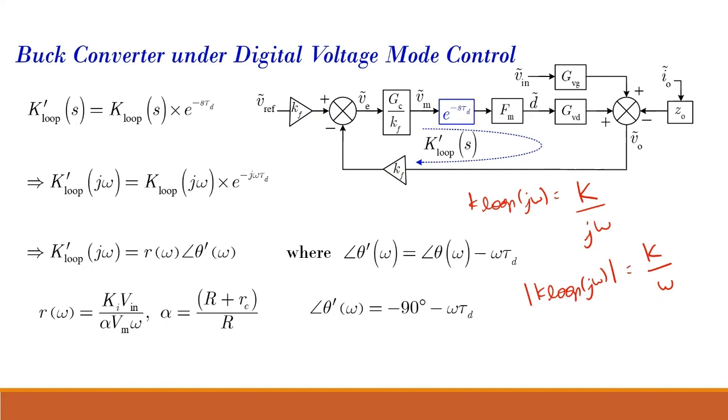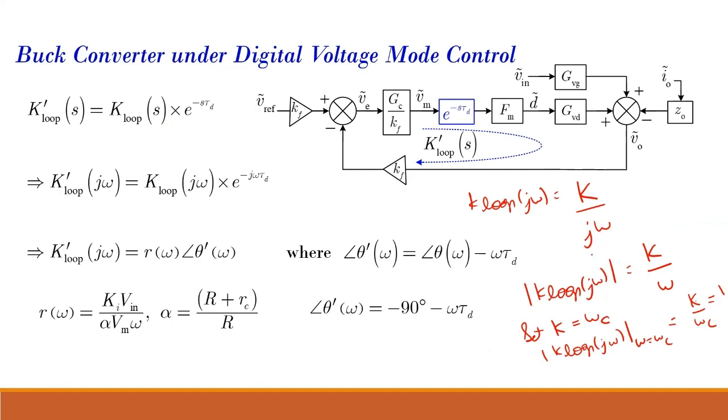If I set the value of K, now I set K to be equal to omega C. Then my K loop of j omega, when my omega is omega C, will be equal to K upon omega C. And since my K is equal to omega C, this magnitude will be 1. Let me repeat, my K loop of j omega comes in terms of K upon j omega.